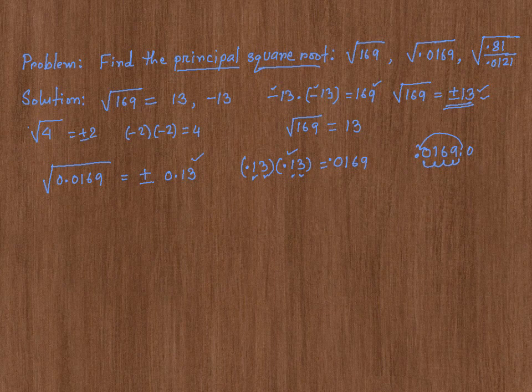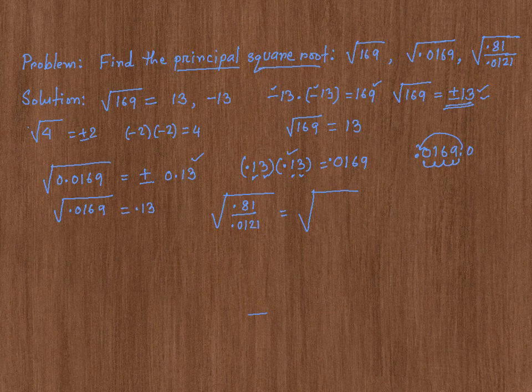However, we are looking for the positive or principal square root. So square root of 0.0169 is equal to 0.13. Now the last example is this one, square root of 0.81 over 0.0121. Again, square root is on the whole thing, both on 0.81 and 0.0121.